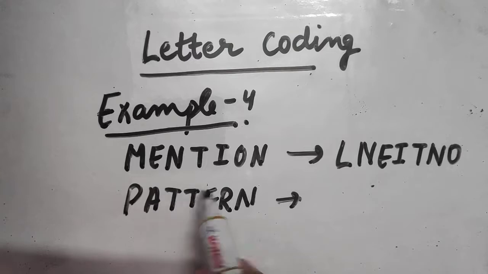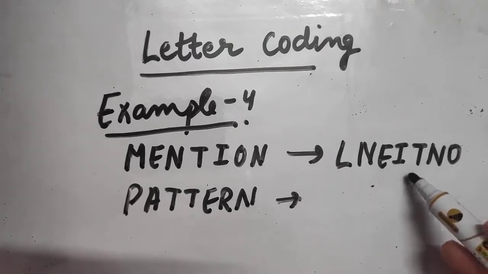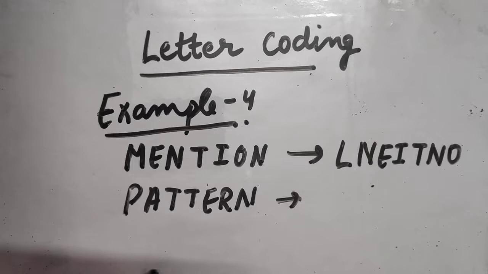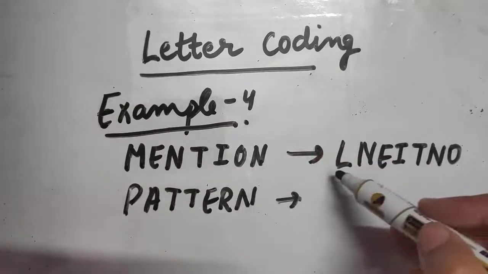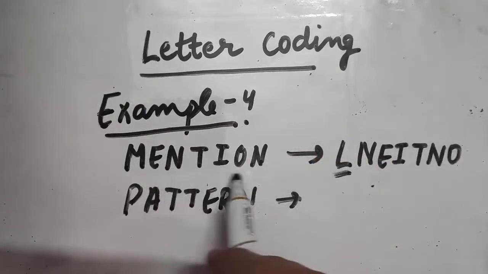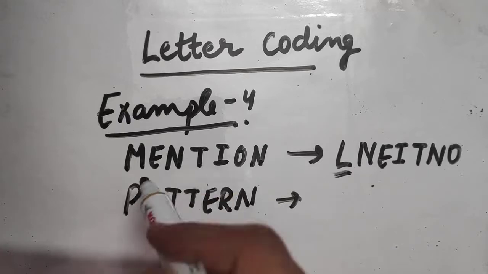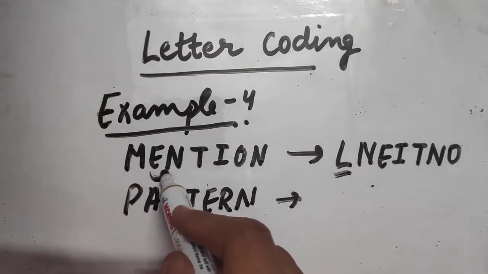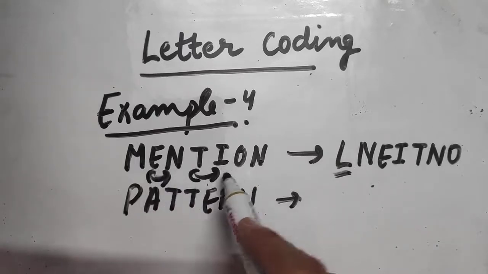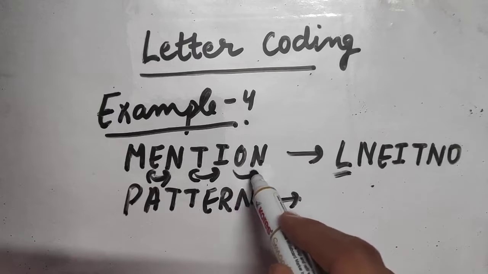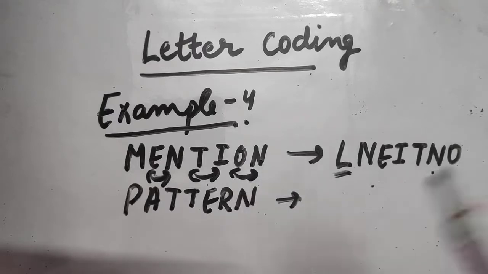Example 4: MENTION is coded as LNEITNO. Now we need to find out how PATTERN is written in the same code. To obtain the code, the first letter, that is M in MENTION, is moved one step backward to obtain L, and the remaining letters are reversed in pairs. So N and E are written, these two letters are reversed, then I and T are written, these two letters are reversed, then N and O are written.